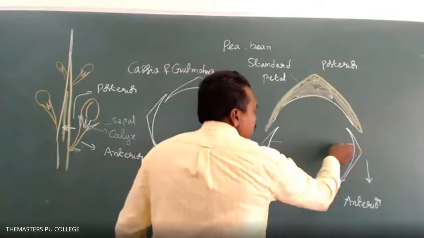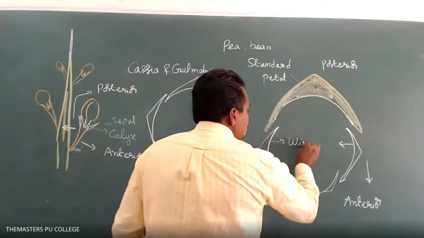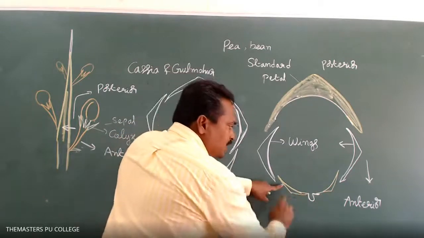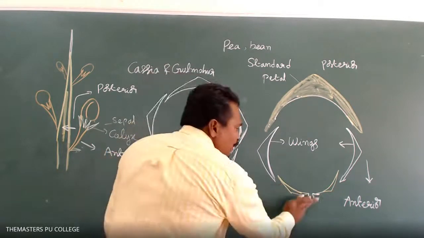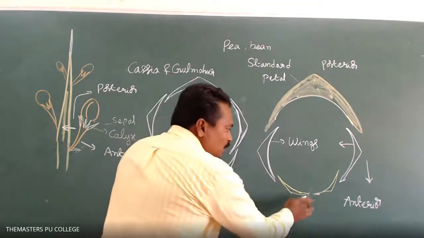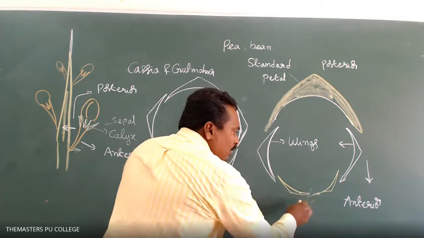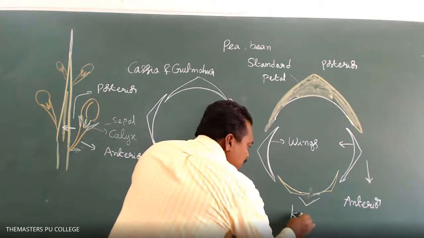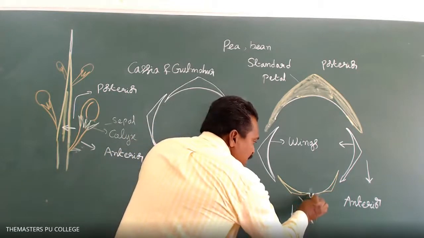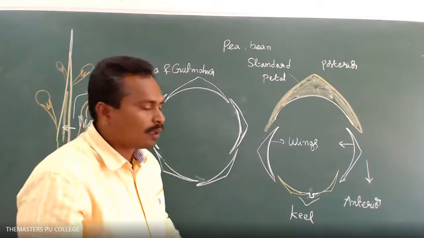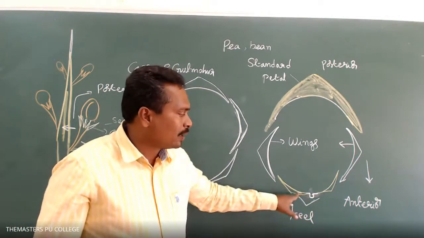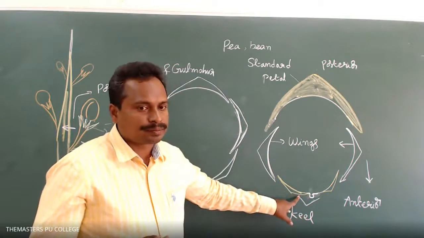are known as wing petals, and the two smallest petals are fused with each other. The two smallest petals are known as the keel petals. Both the petals are fused with each other, so it indicates the fusion, the united two petals.